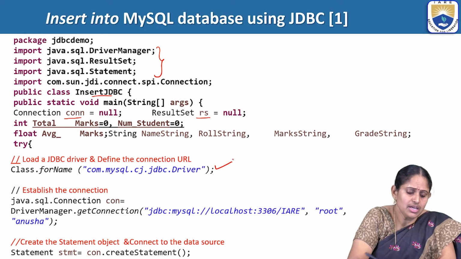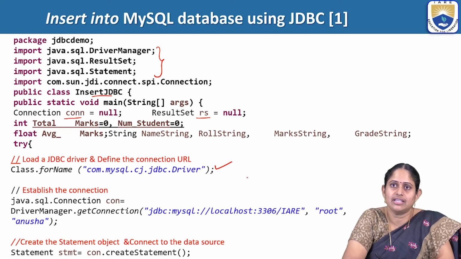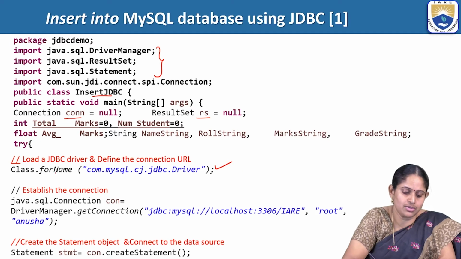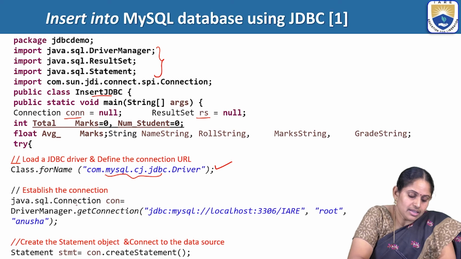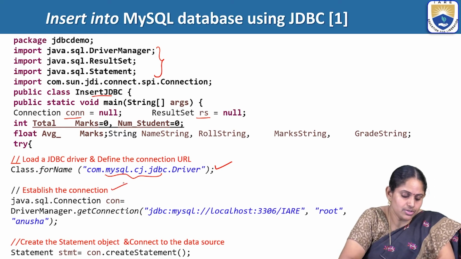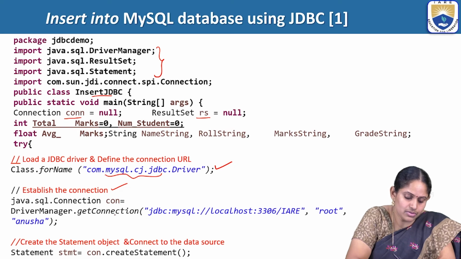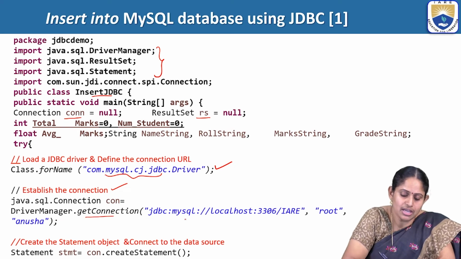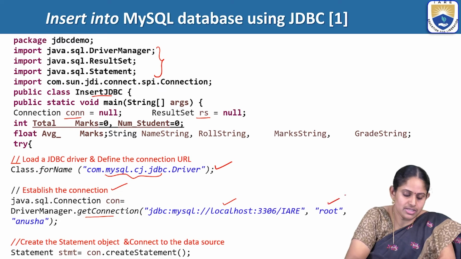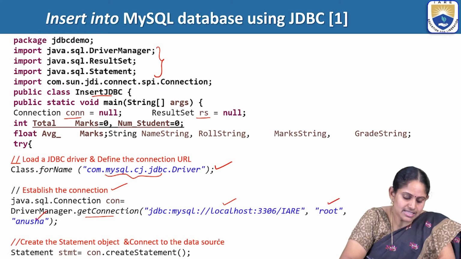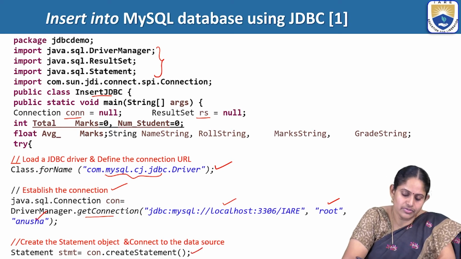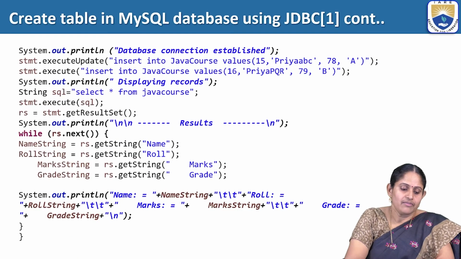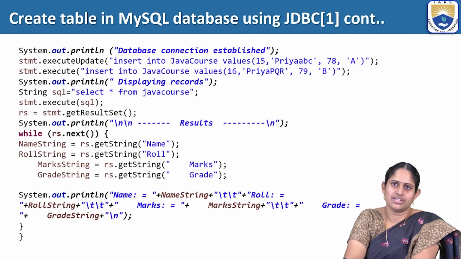The first step is to load the JDBC driver and define the connection URL. For that I make use of the Class.forName method and pass the driver. Then we have to establish the connection. To establish the connection, I'm making use of the getConnection method inside the DriverManager, to which I pass my URL, username and password. After that, I create the statement object and connect to the data source. I make use of createStatement for that.